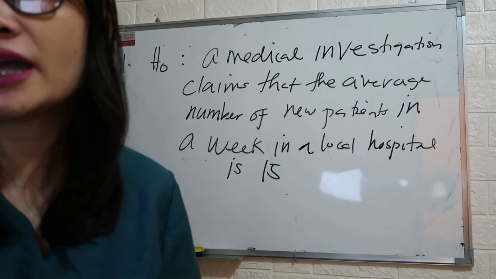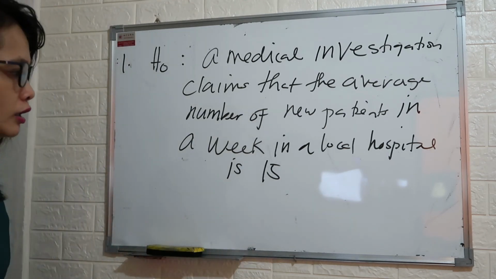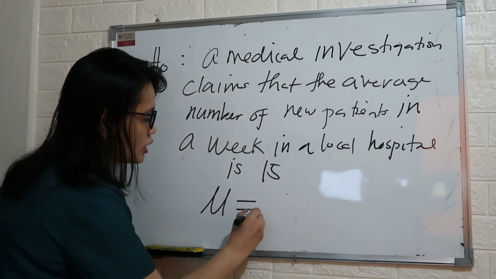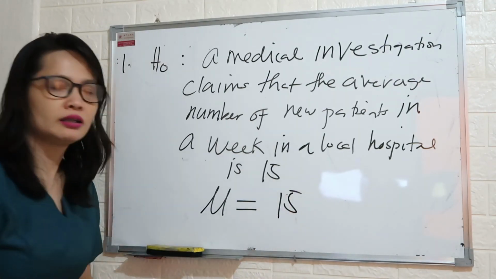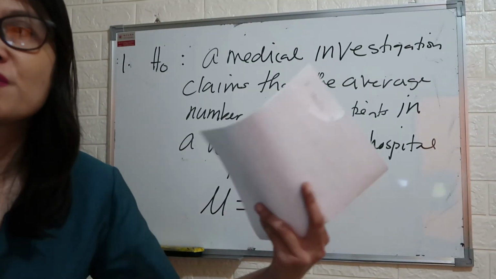How do we write it in symbol? Mu is equal to 15. So mu is equal to 15.